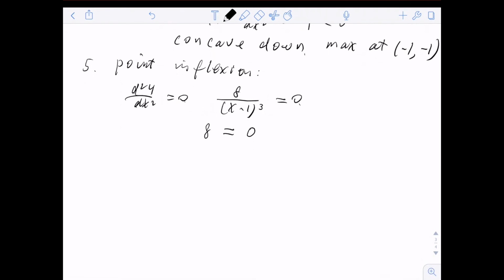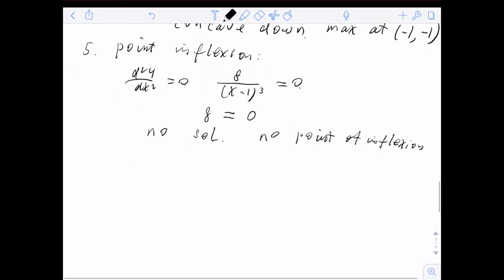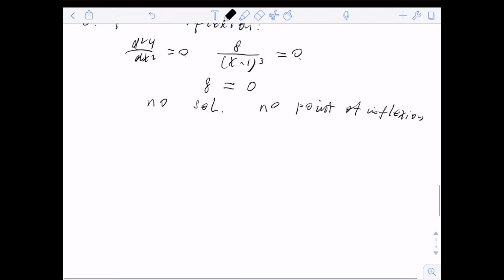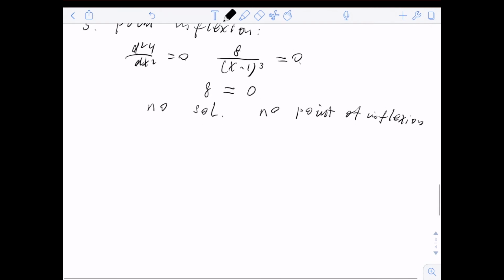Wow, scary. 8 equals 0. That's impossible. What does that mean? It means there's no point of inflection. No solution for this equation means no points of inflection. Looks pretty simple, no inflection points.